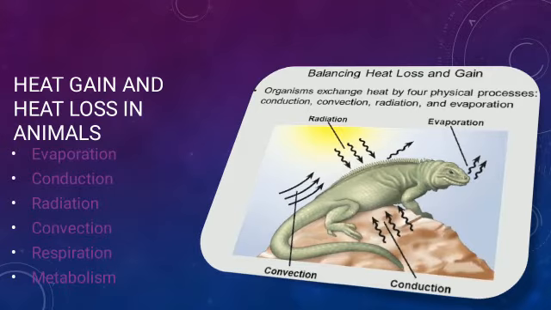Then heat gain and heat loss in animals. Animals gain heat and lose heat in different ways, like evaporation, conduction, radiation, convection, respiration, and metabolism. All these are ways in which animals gain and lose heat.